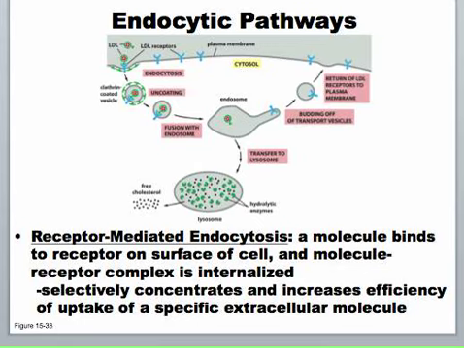Receptor-mediated endocytosis uses clathrin-coated vesicles. Now, specific molecules can be picked up this way when they bind to their receptor on the cell surface and enter the cell as a receptor-macromolecule complex in a clathrin-coated vesicle. This helps the cell take up specific molecules and concentrate them without drinking large volumes of extracellular material.